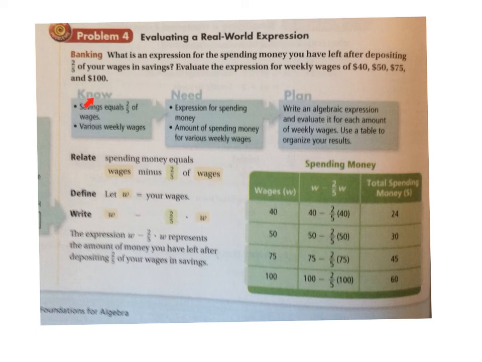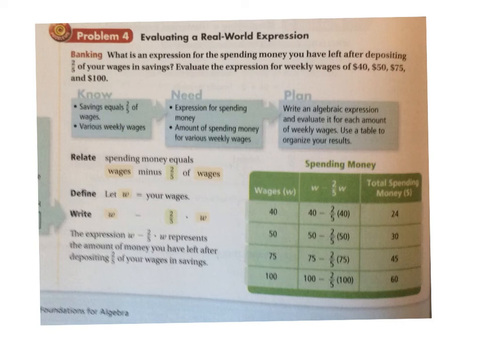Alrighty, so what do we know? We know that savings is 2/5 of the wages. You know, your wages can obviously vary, it looks like greatly here. We need an expression to find out the amount of money, and we're going to write one. So wages minus savings, that's what you have left over. That's what you wanted to know.